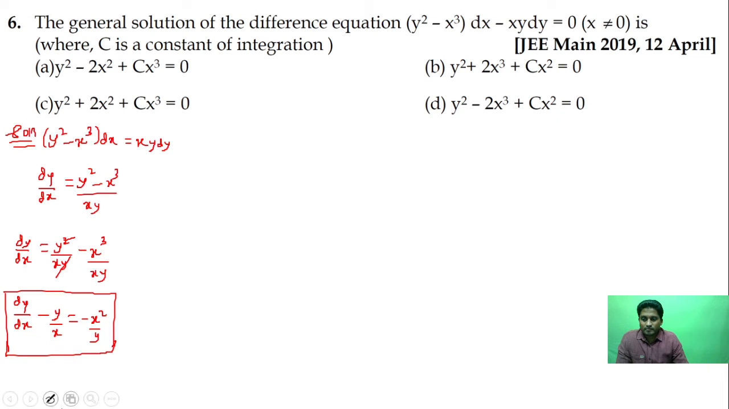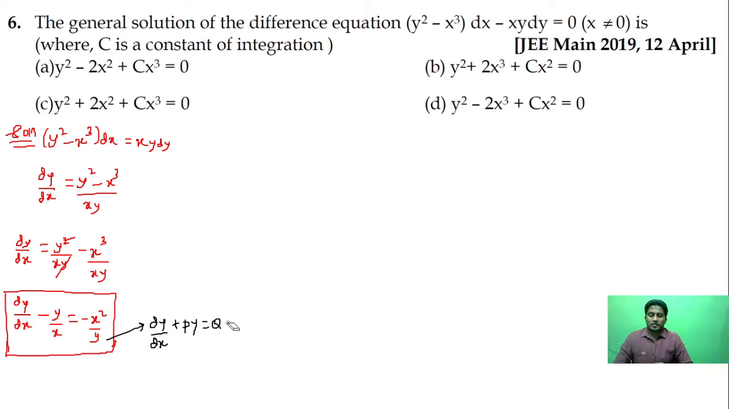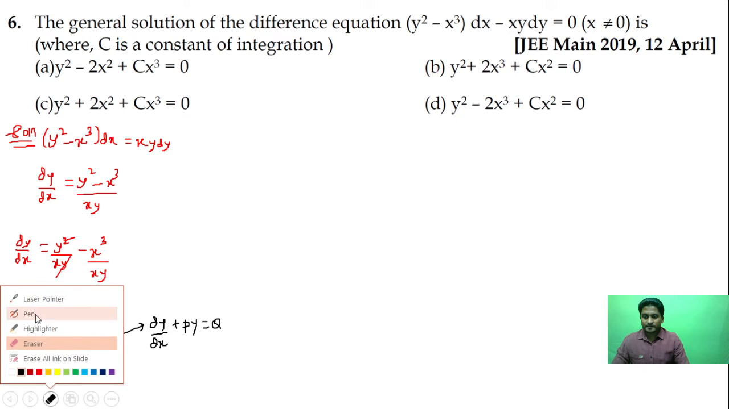Bernoulli's differential equation is also in the syllabus of JEE, guys. This is of the form dy by dx plus py is equal to q y to the power of n. In a linear differential equation, you get dy by dx plus py is equal to q only, where p and q are constants or functions of x. But here you have q y power n.